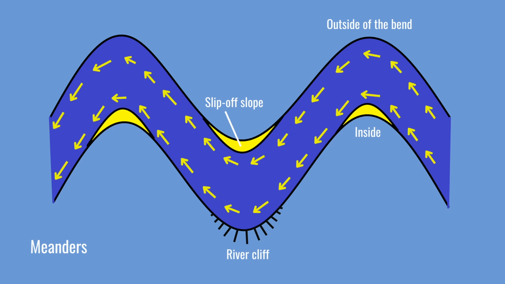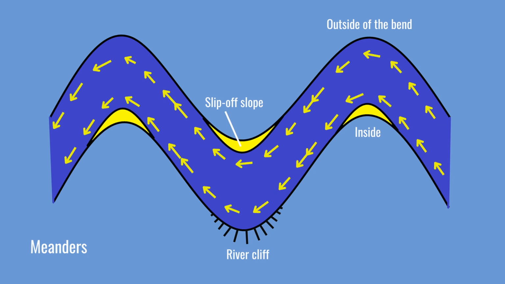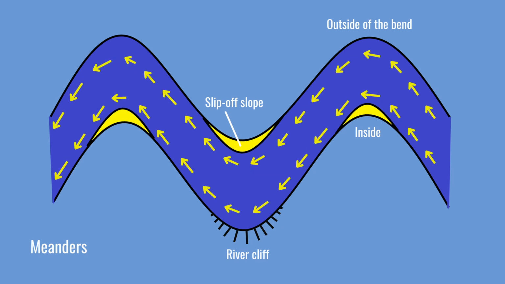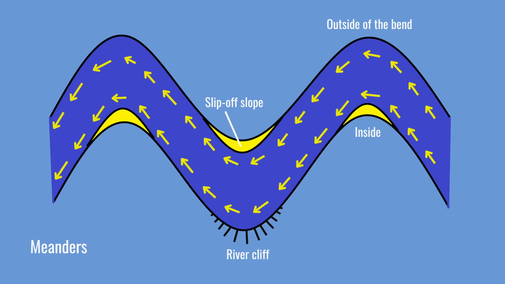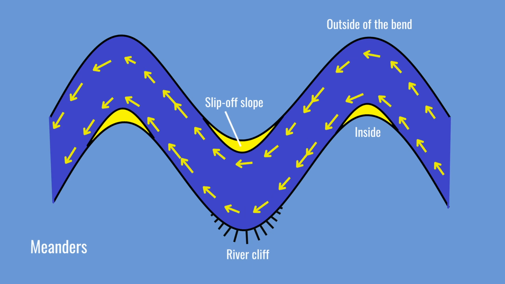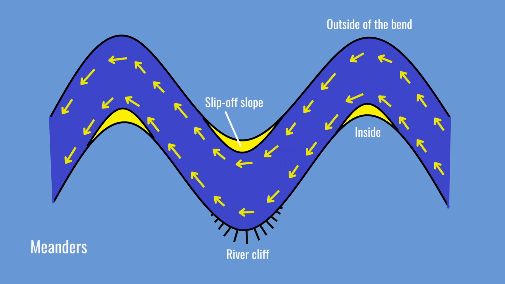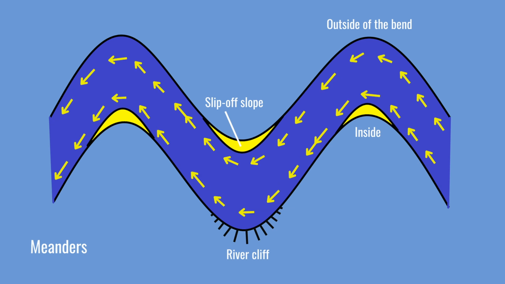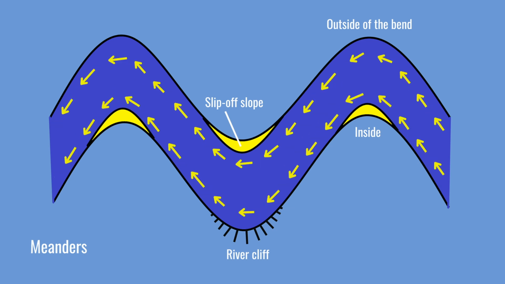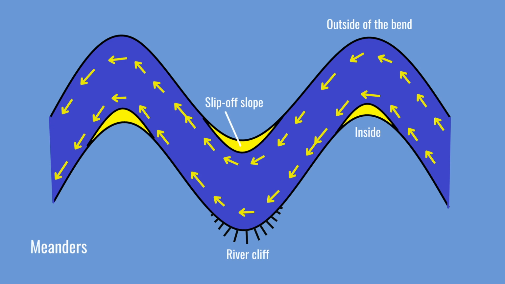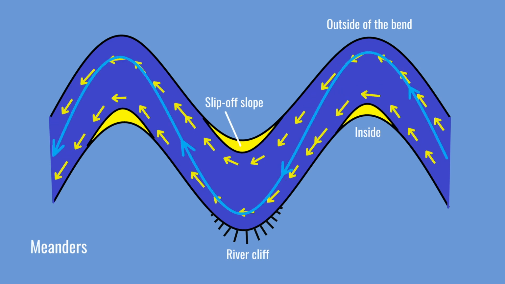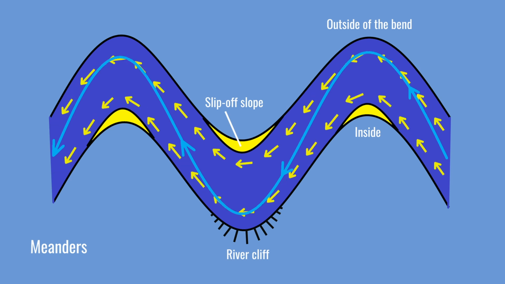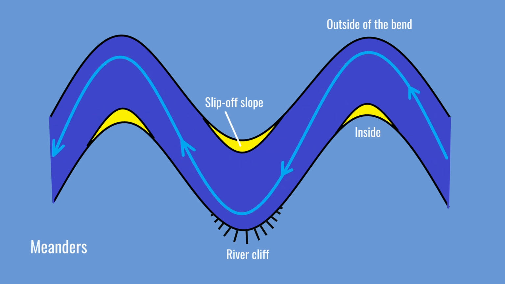Water moving faster has more energy to erode. This occurs on the outside of the bend and forms a river cliff. Water moving more slowly has less energy to transport material, and it deposits some of it on the inside bend. Water moves slowly on the inside of the bend, and the river deposits some load, forming a gently sloping river beach, called a slip-off slope. The thalweg is an imaginary line that connects the lowest points in a river channel, and thus is the line of the fastest flow or deepest water.